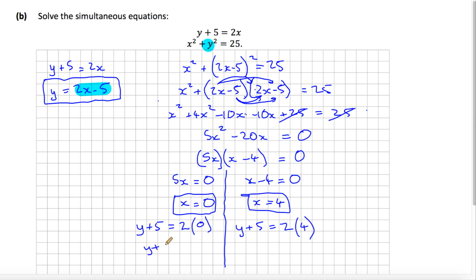y plus 5 is 2 zeros is 0. So if y plus 5 is 0, bring the 5 over, y is negative 5. And here we have y plus 5 equals 2 4s is 8. Bring the 5 over, make it a negative. y is equal to 8, subtract 5, which is 3. So there is my two y values.